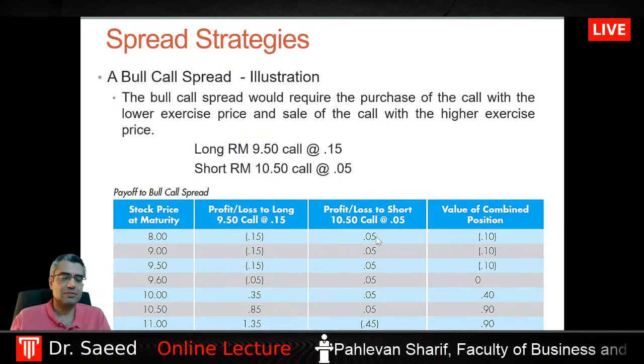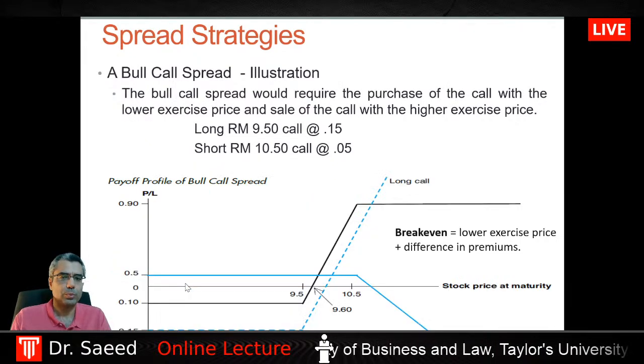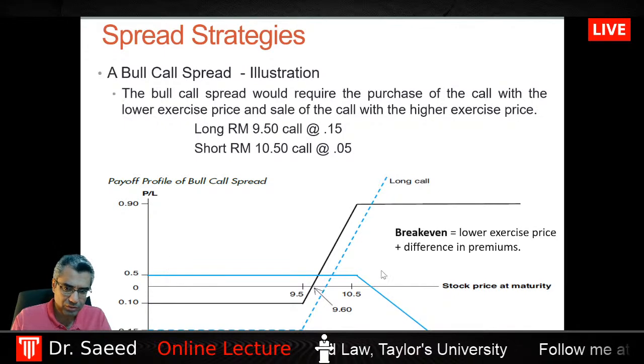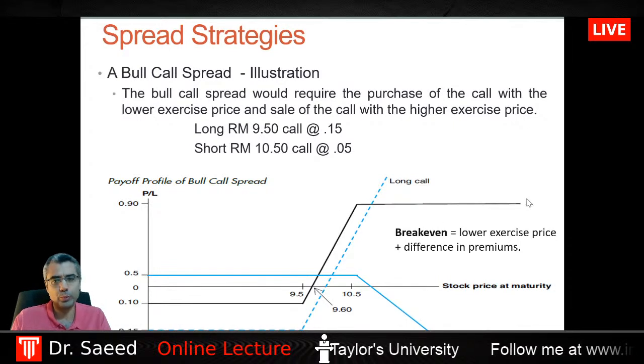So a 15 cent loss and a 5 cent profit from the second contract means in total a 10 cent loss. You compute all of them, and you get the break-even point at 9.6. When you draw this, you will get exactly this black curve. You long call, you short call, and the combination of these two, blue, will be the black curve, which is the outcome.